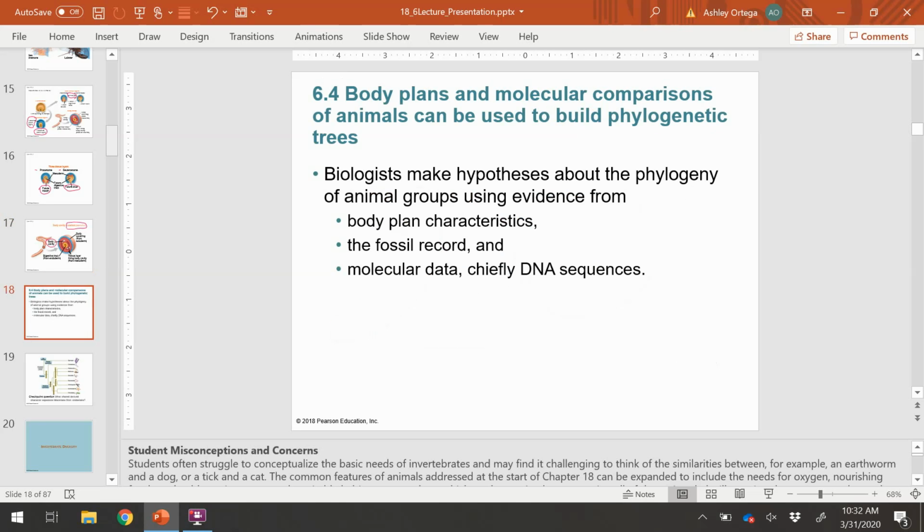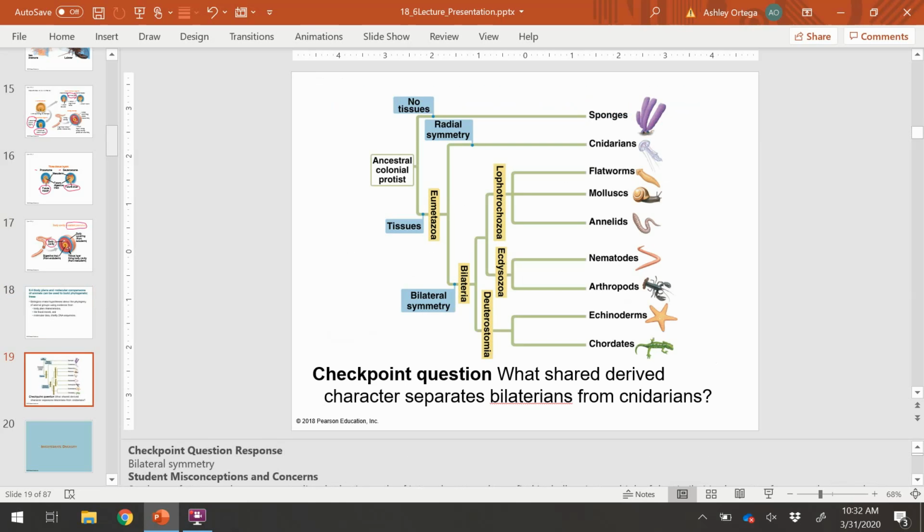All right, so biologists will use all the information about body plans, about the fossil record, along with molecular data like DNA sequences, to group animals into different phyla and different groupings for phylogeny as well on the evolutionary tree. So this is the generally accepted phylogenetic tree for the animals that we're looking at here.